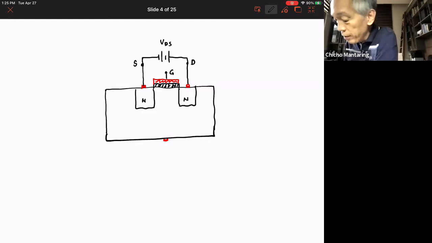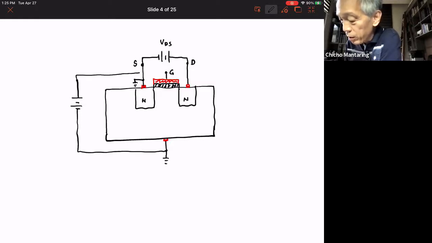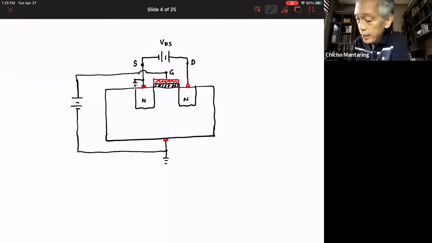Okay, what if I do this now? Usually this is connected to ground, and usually the source is also connected to ground. What if I now apply a voltage between my gate and ground? I'm going to apply a voltage now between my gate and ground, and this is called VGS.